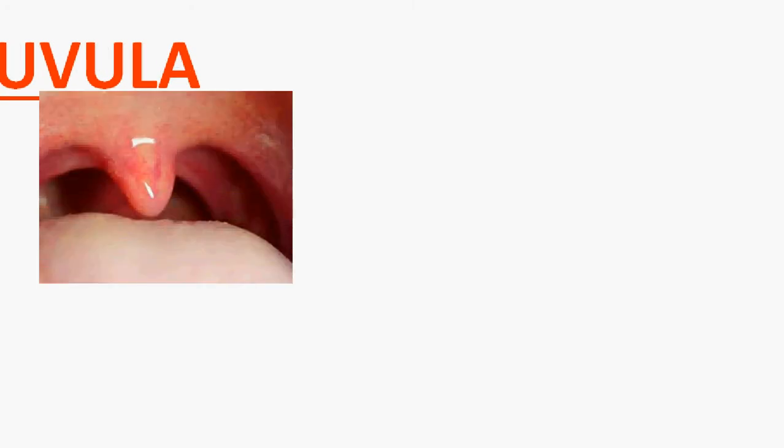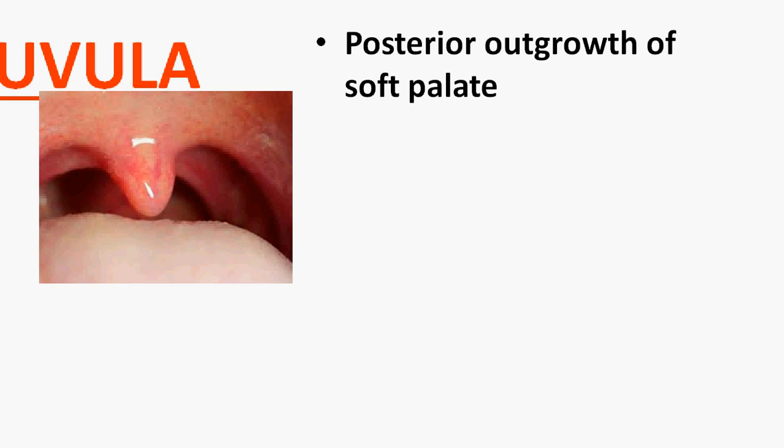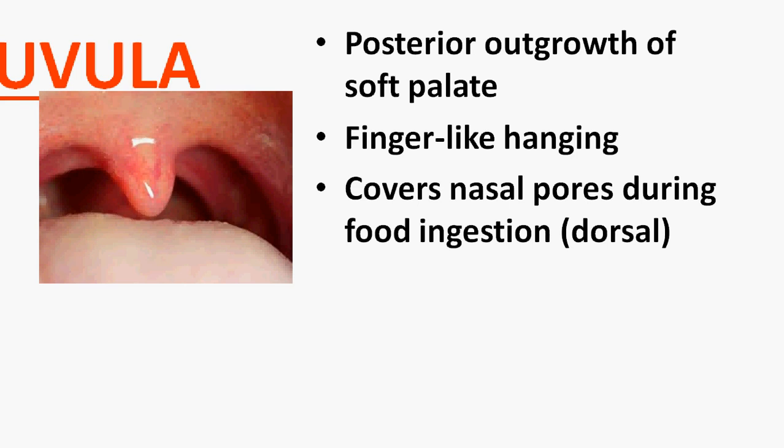Next is the uvula, or it is also known as the velum palati. It is the posterior outgrowth of soft palate, which hangs down in the form of a finger-like process. If you open your mouth wider and look into the mirror, you will notice this type of process hanging at the very back side of your cavity. Many of you would have noticed this already. So this is known as the uvula. It is the extension of soft palate, finger like hanging. You can see the shape there.